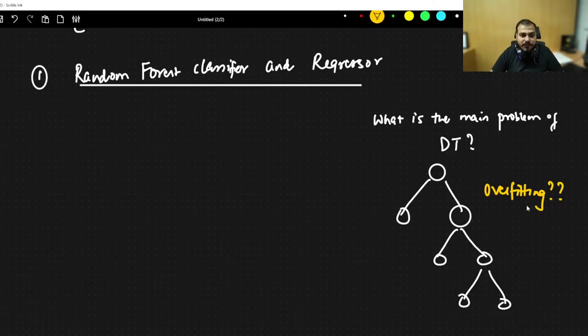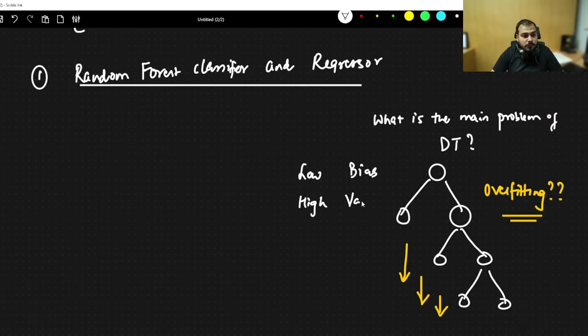Whenever you have a decision tree, it leads to something like overfitting. Why overfitting? Because it completely splits all the features till its complete depth. Now, overfitting basically means what? We discussed, right? Overfitting basically means for training data the accuracy is high, and for test data the accuracy is low. So when training accuracy is high, I may basically say it has low bias and high variance. Low bias and high variance.